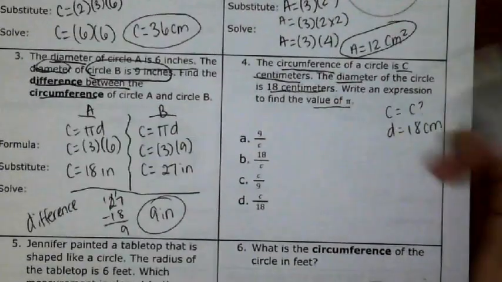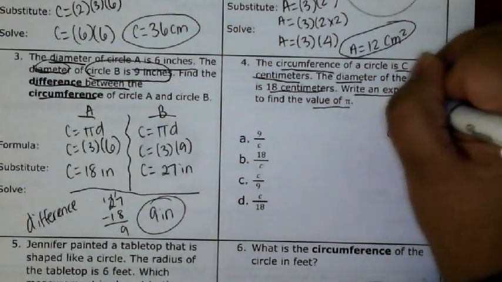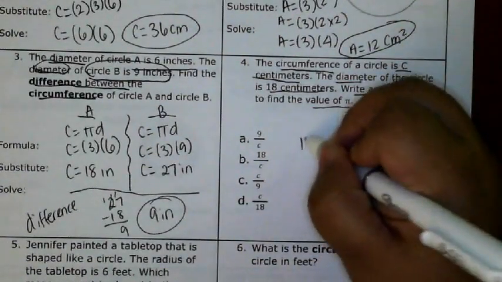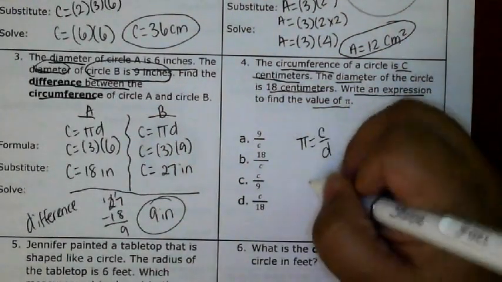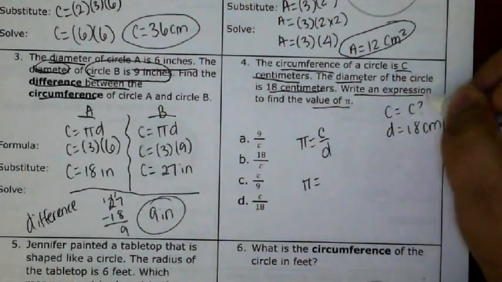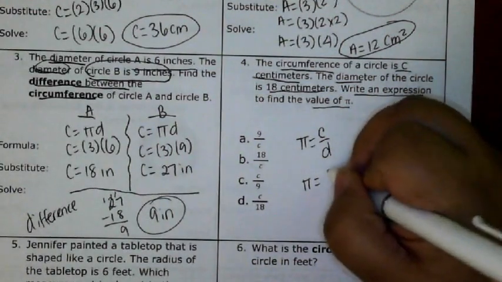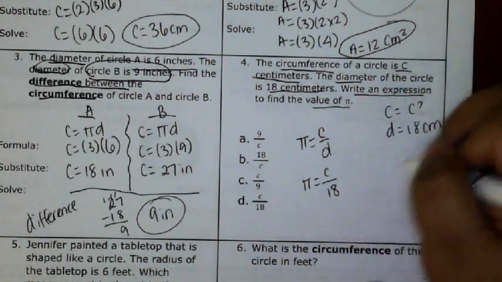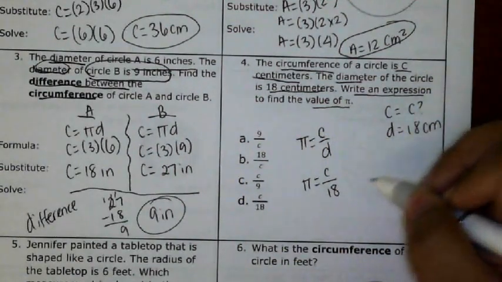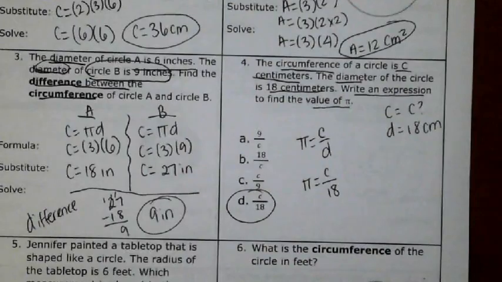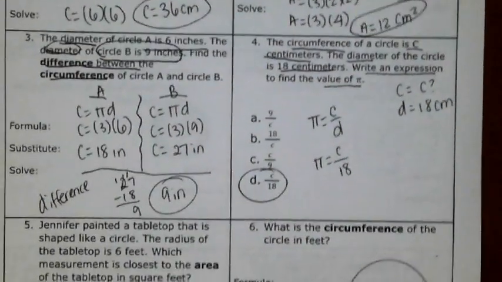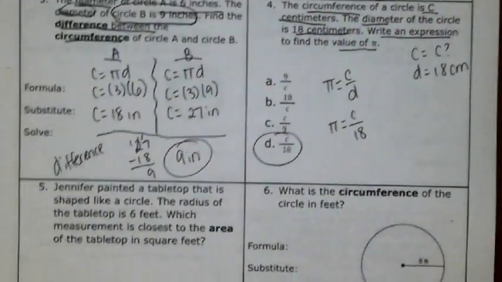So let's go back over here. That's what it's asking you here. It's asking you for the expression of pi equal to circumference divided by diameter. So if we put that together with the information that we have right here, it would be C divided by diameter, which is 18. The only thing that we have similar to this is D. Answer choice D. Okay, let's go to 5. Pause if you need to.